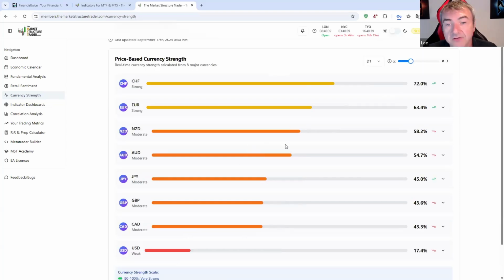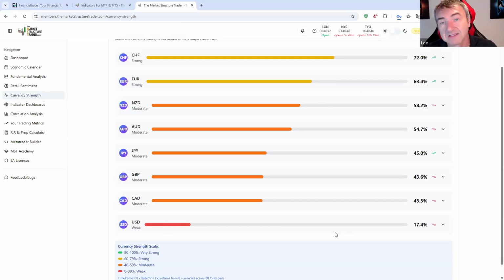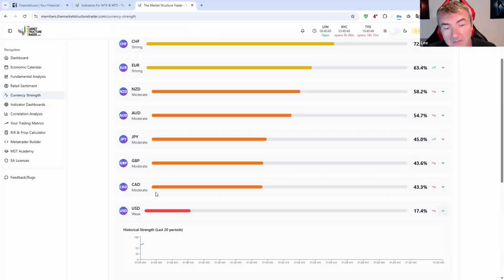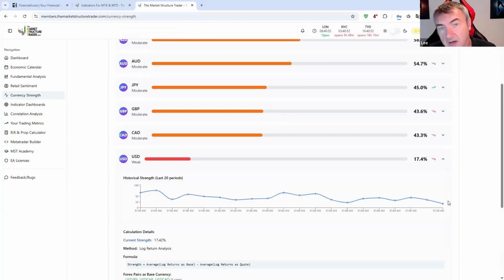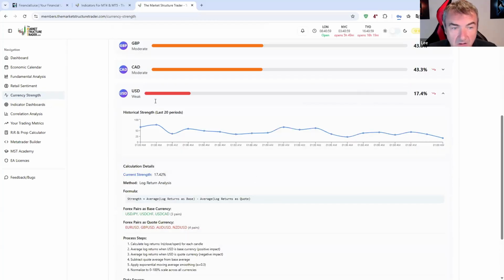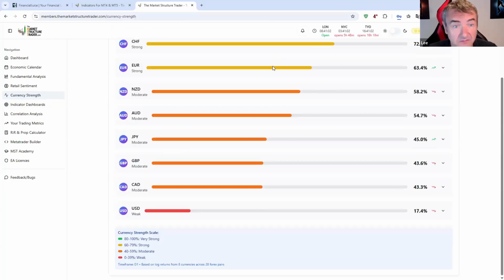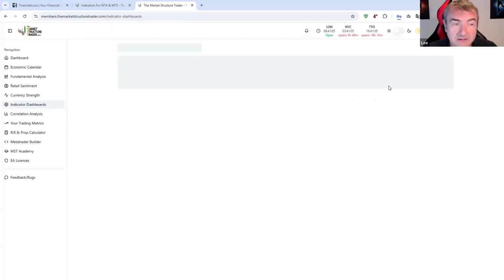So if you want to take a long position on the euro, because you think the euro is suddenly going to become bullish, what should you trade it against? The US dollar, because the US dollar is the weakest thing we've got out there at the moment on a daily basis. You can see it's been weakening off gradually over time. So that's currency strength. You can use that in any way, shape or form you want to. A lot of people trade currency strength, so it's included in there. It's a very, very popular indicator.